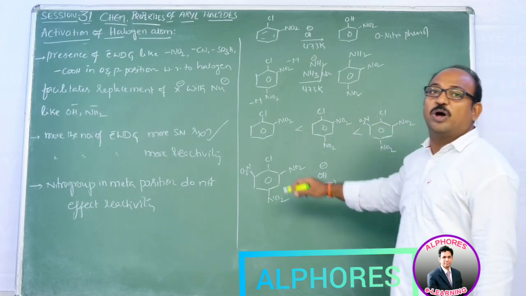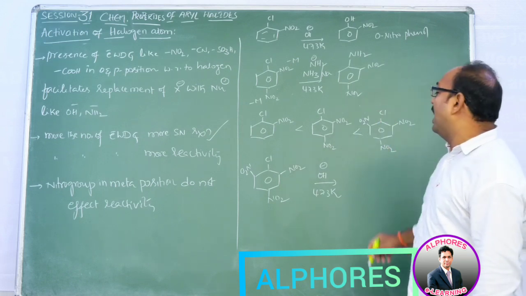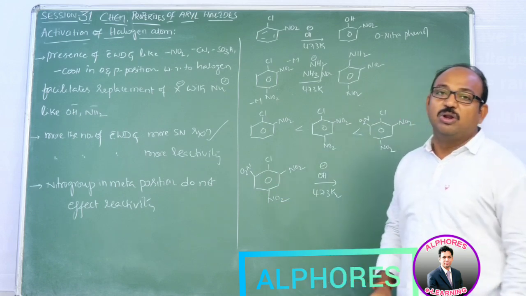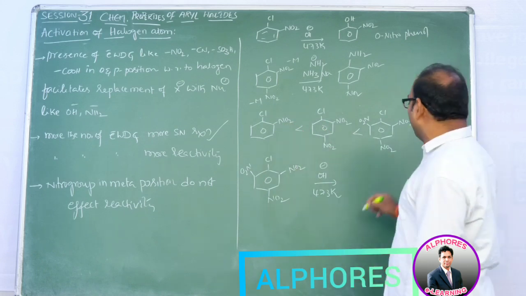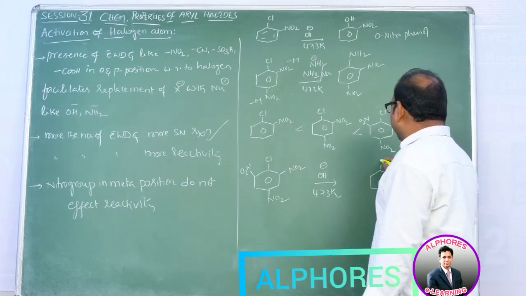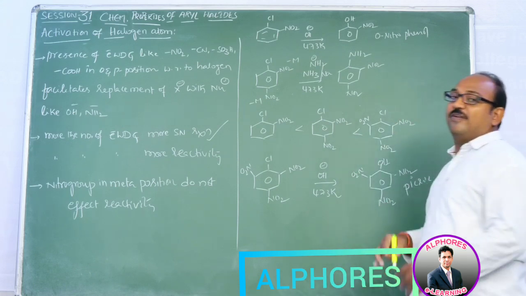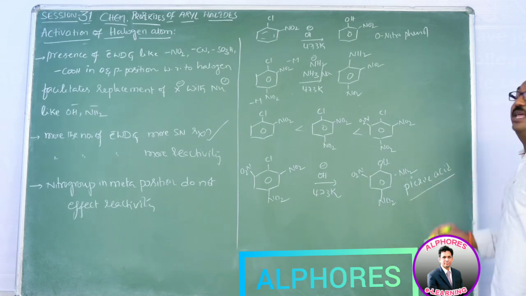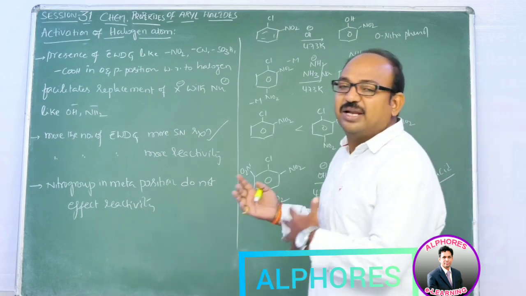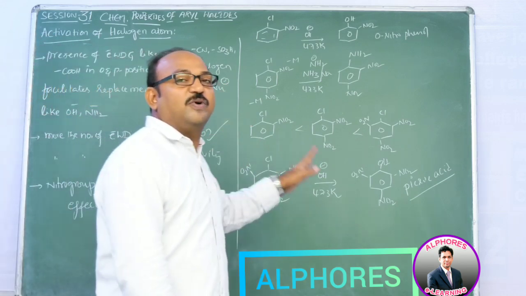So the order of reactivity: one nitro group is less than two nitro groups in ortho and para, which is less than three nitro groups in ortho and para. And 2,4,6-trinitrochlorobenzene, upon displacement reaction with OH minus, gives picric acid, 2,4,6-trinitrophenol. Its name is picric acid. Remember that even though we call this an acid, it does not possess any carboxylic acid group. But its acidic nature is almost close to acetic acid. That's why it is called picric acid.